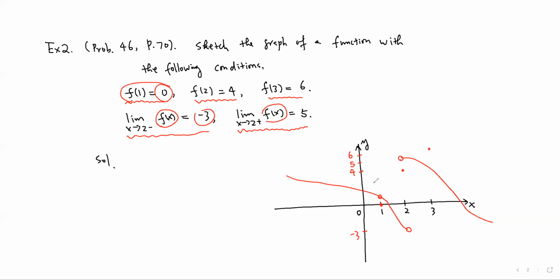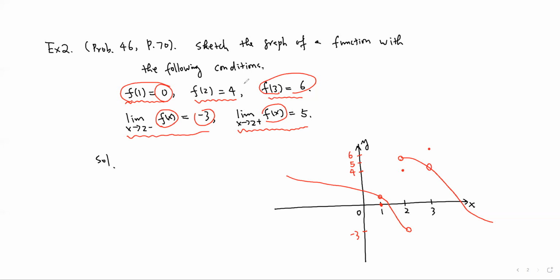And also x is 3. Function value is 6. The height of this solid point is the function value at 3, not the height of this other point. So I put an open dot here. This is the graph of the function that satisfies these conditions.